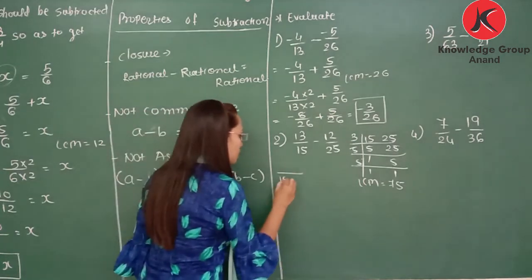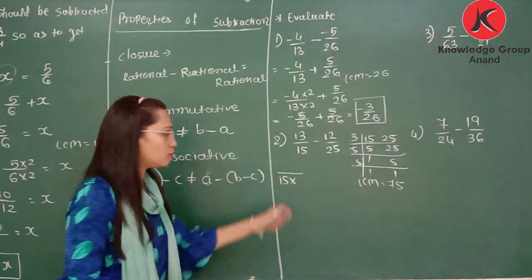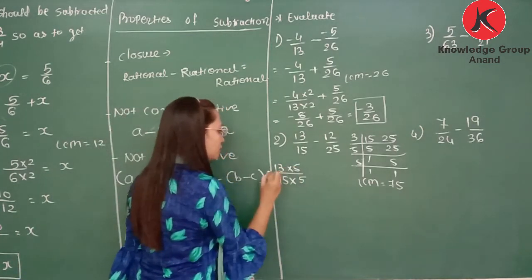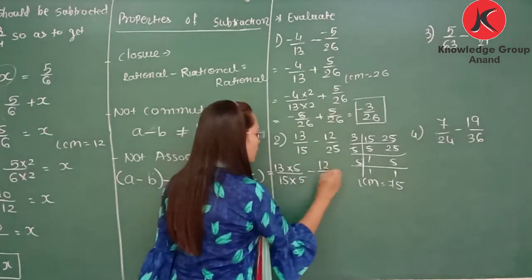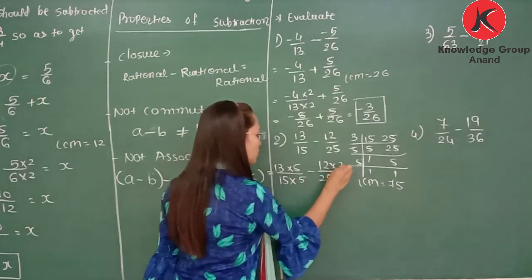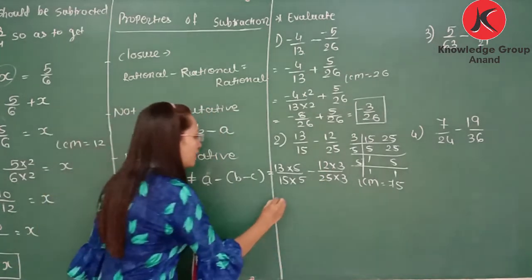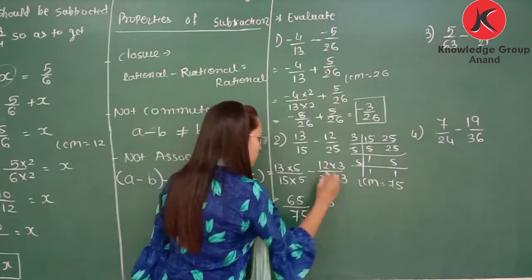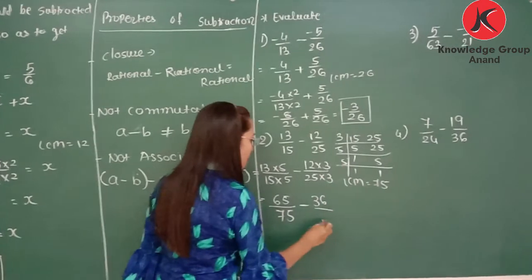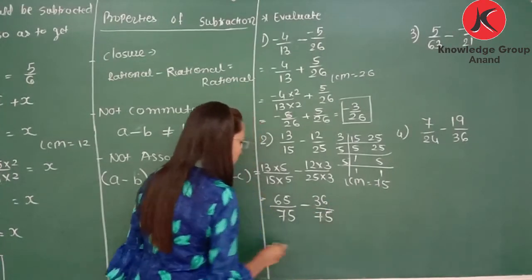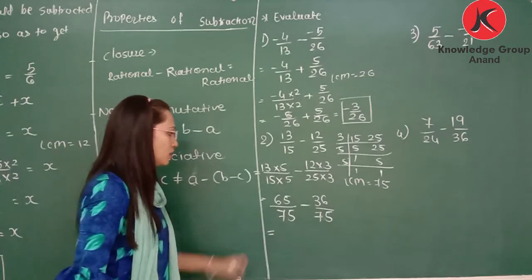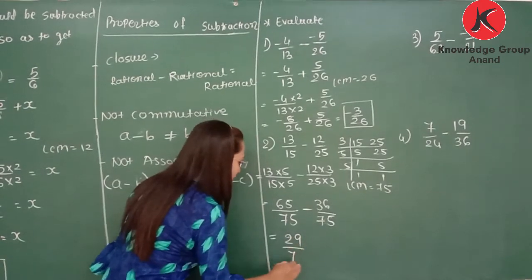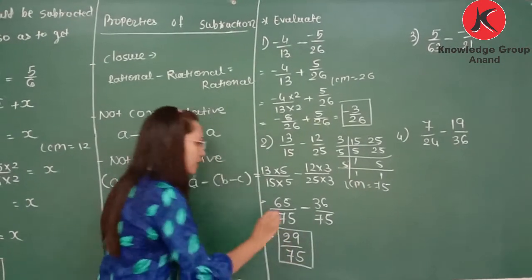So now 15. How can we get 75 here? If we multiply 15 with 5, the same number goes in the numerator, so 13 is also multiplied with 5. 25 is multiplied with 3, so the same number in the numerator. Now 13 5s are 65 by 75 minus 36 by 75. Now perform the subtraction. 65 minus 36, we will get 29 by 75. So this will be our answer.